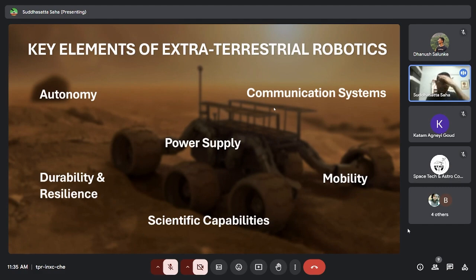without any good and sustainable, long lasting power supply, it is very difficult to continue these missions, because the rovers consume a lot of power.